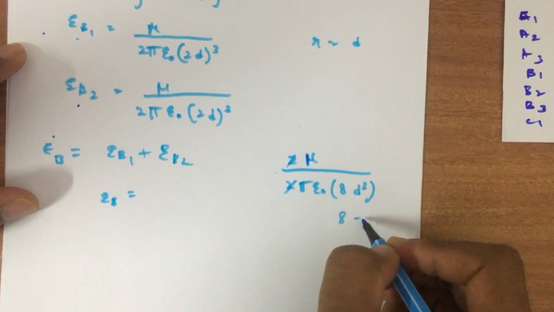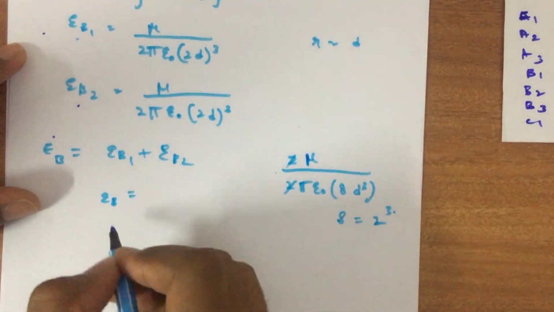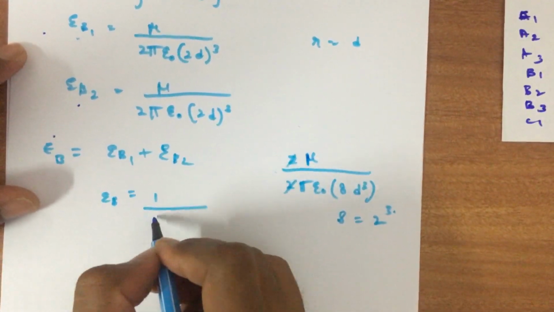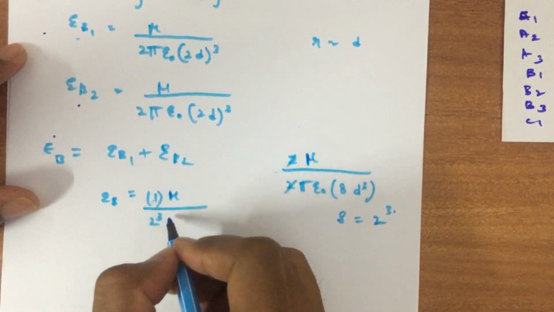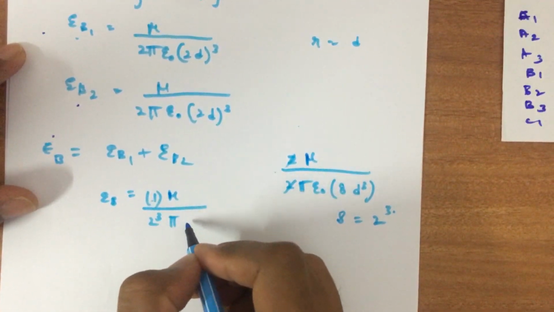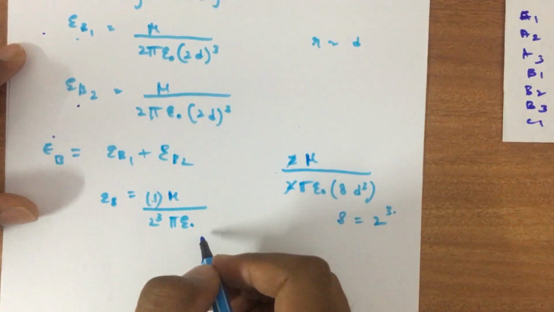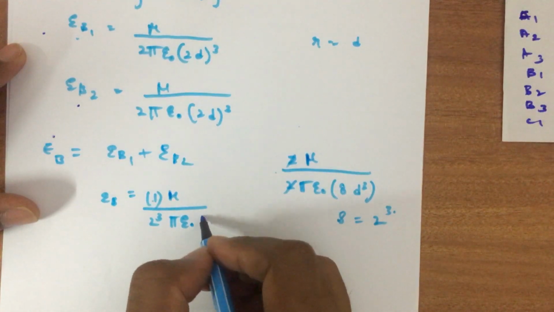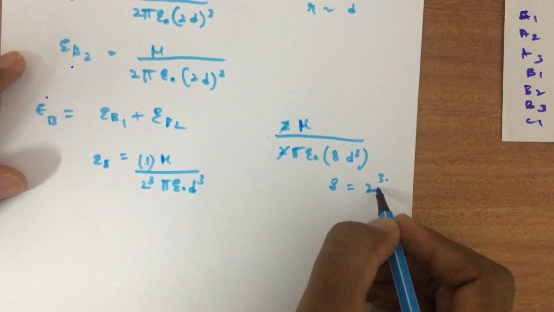So what will happen? 2 gets cancelled, so 8 will be remaining as it is. So 8 I will take as 2 cube. 2 cube is equal to 8, right? So I will take here as 1 by 2 cube into mu divided by epsilon naught pi. Okay, so there is nothing changed over here. We need to remember that I've only taken, instead of 8, 2 cube, that's it.